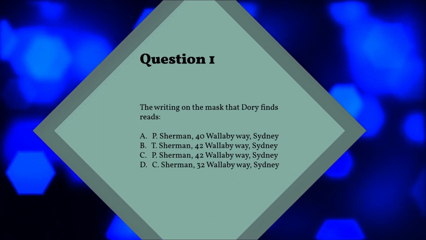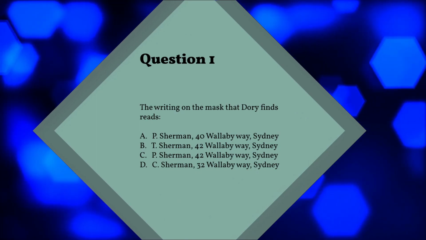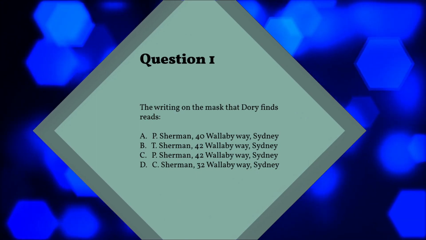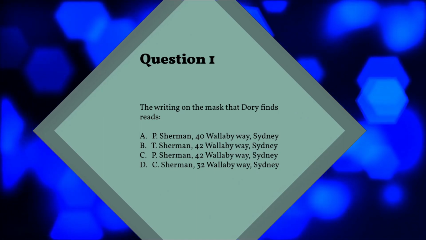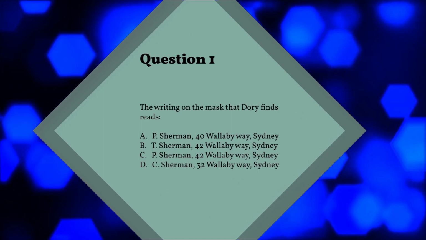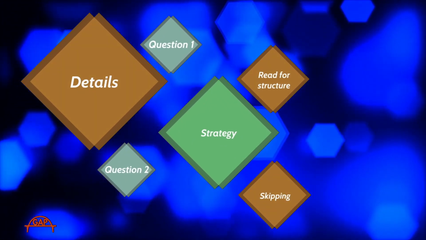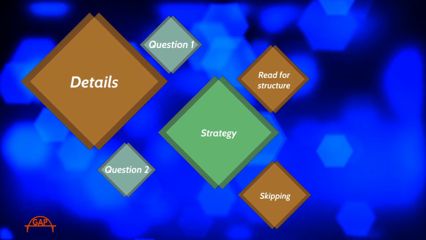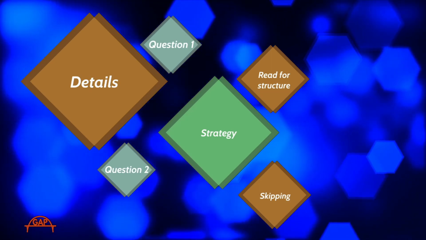If we know where to look in the clip, right when Dory is repeating the address written on the mask, we can find the right answer in only a few seconds. In this case, it's answer choice C. So let's look at another clip, and as we do, let's try to map out the major plot points rather than paying attention to any individual details.